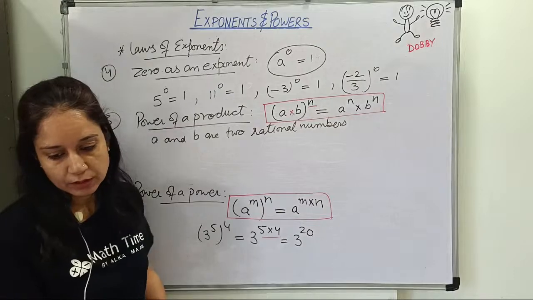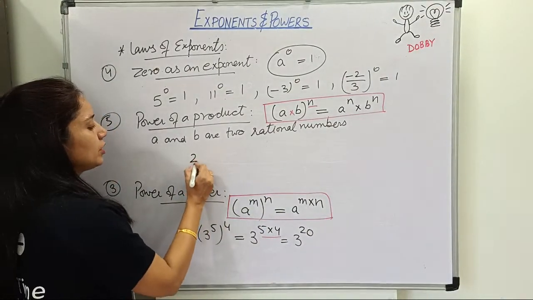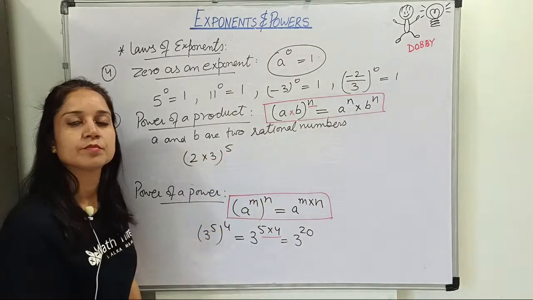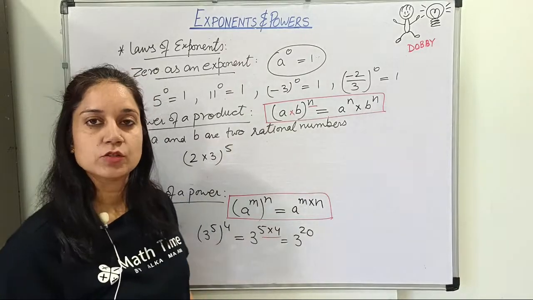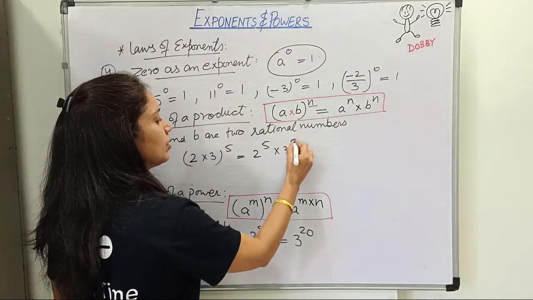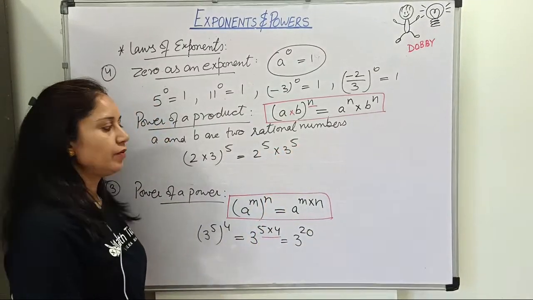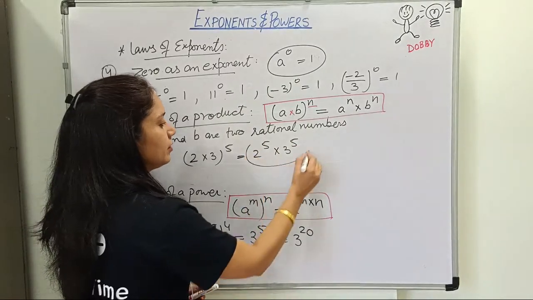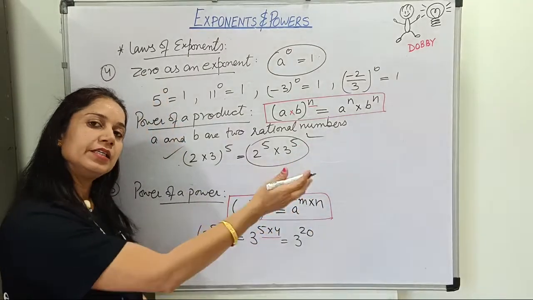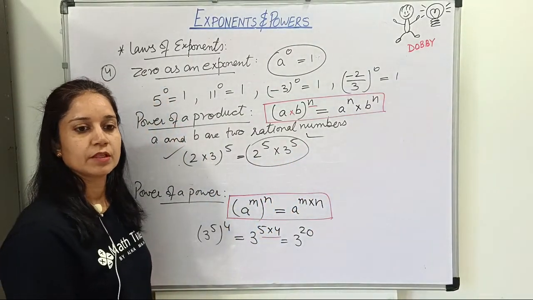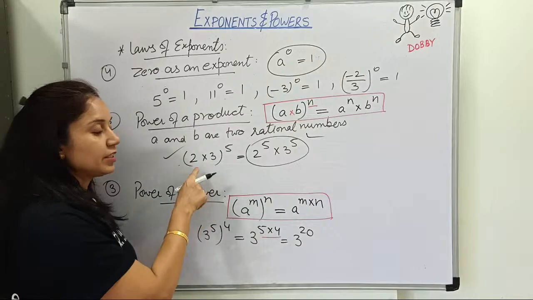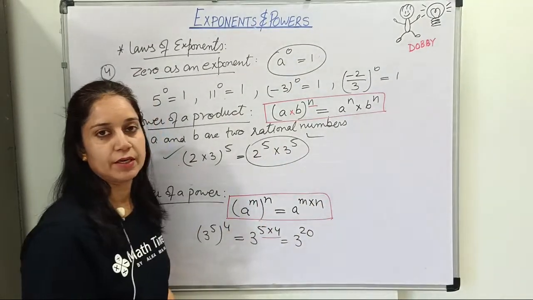Let us take an example. You are having 2 multiplied by 3 raised to the power 5. So that means it is 2 raised to the power 5 multiplied by 3 raised to the power 5. Either way it will go. If it is given right side, it is equal to left. If it is given left side, it is equal to right side. Either way you can use it. If it is already given in expanded form, you can make it together in the bracket. If it is given in bracket, you can open it outside the bracket.